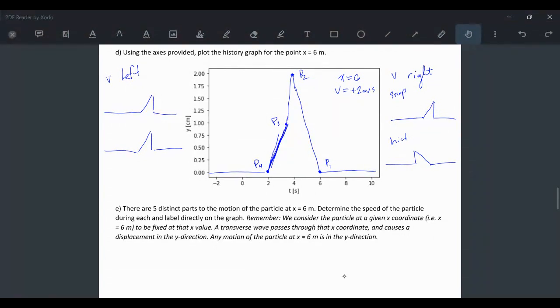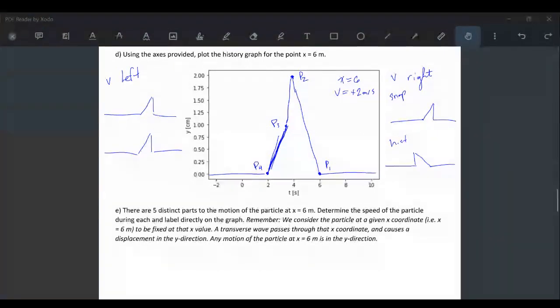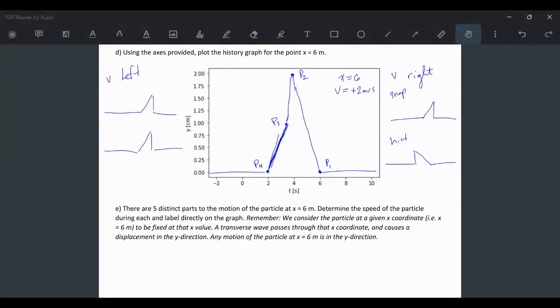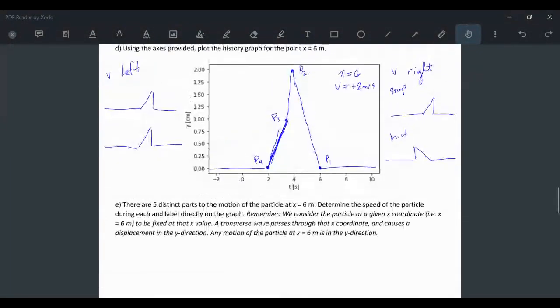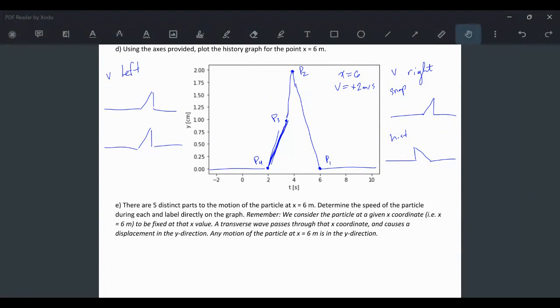Part E says there are 5 distinct parts to the motion in our history graph. Determine the speed of the particle during each and label directly on the graph. The point of this question is to distinguish that the whole wave is moving to the right and has velocity, but the way that we treat this, highlighted in italics here, is to imagine this wave is propagating down a string and there's a particle at x equals 5.